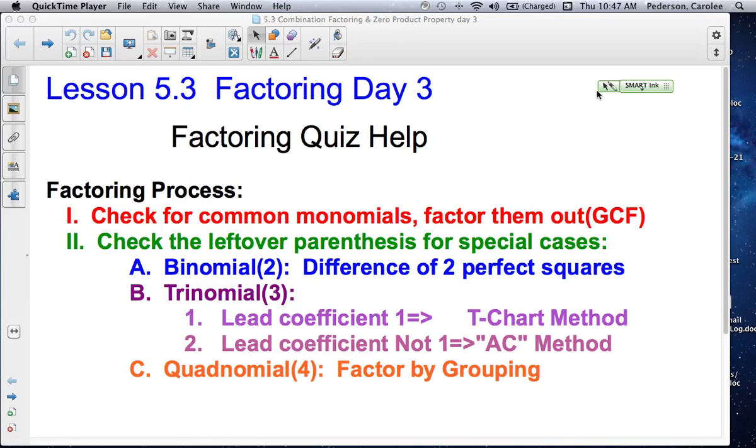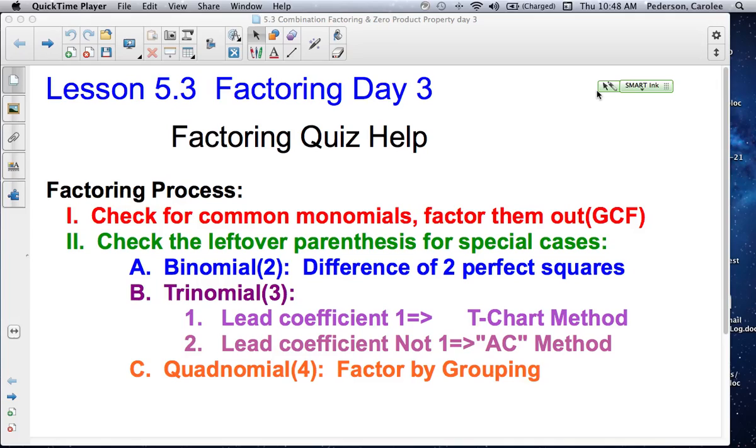Number 1, you always want to check to see if there is a GCF. Factor that out first, the common monomial, before you do any other method. Step 2 is to check to see if there are any leftover methods of factoring. So first ways to check is if you have two terms, which is a binomial, look and see if you can factor by using the difference of two squares.